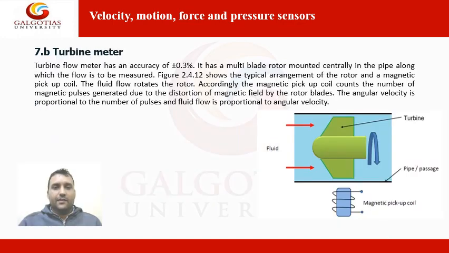Next are the turbine meters. The turbine flow meter has an accuracy of plus or minus 0.3%. It has a multi-blade rotor mounted centrally in the pipe along which the flow is to be measured. This figure shows a typical arrangement of the rotor and a magnetic pickup coil. The fluid flow rotates the rotor, and the magnetic pickup coil counts the number of magnetic pulses generated due to distortion of the magnetic field by the rotor blades. The angular velocity is proportional to the number of pulses, and the fluid flow is proportional to the angular velocity.